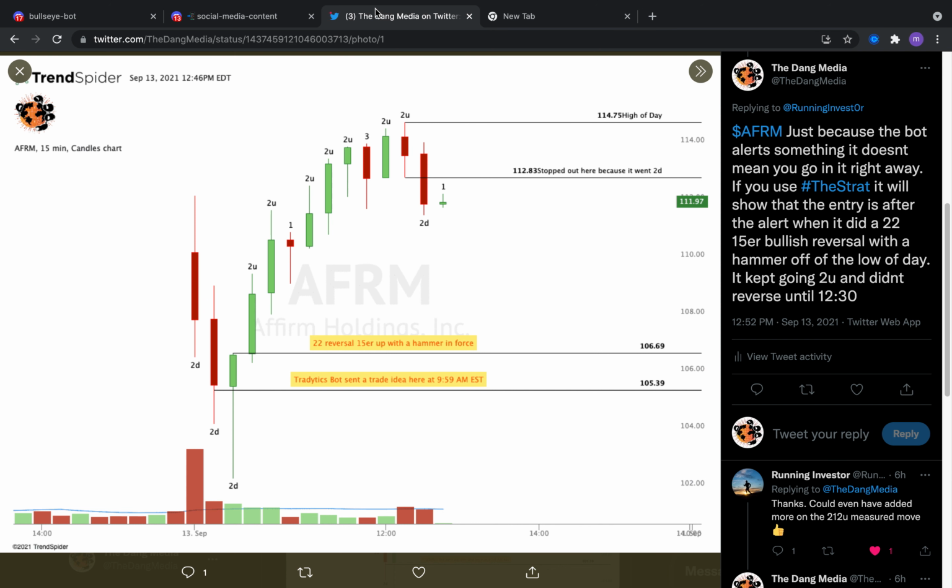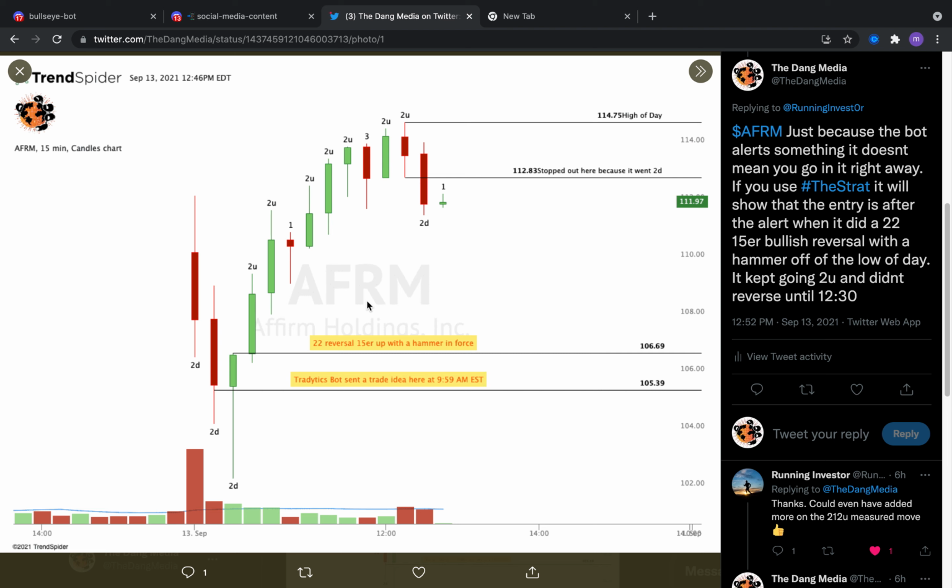But if you understand the strat, the bot alerted here at 105.39, and then it hit the low of the day after, right? And then we see a hammer, so we get 2 down. This bar takes out this low, it goes 2 down, and then hammers back up. The next candle opens slightly under that trigger, and then we get the move up. So it triggered. When you get that trigger, that's your entry for a 2-2 reversal on the 15er with a hammer in force. 15er means 15-minute chart. So that's how you combine the strat with Tradytic's flow or trade ideas.